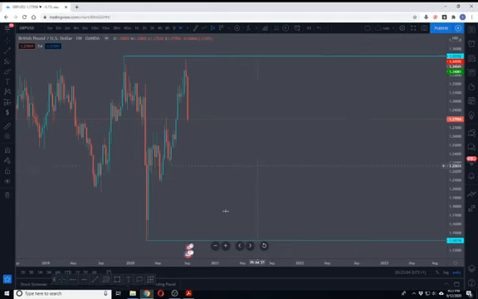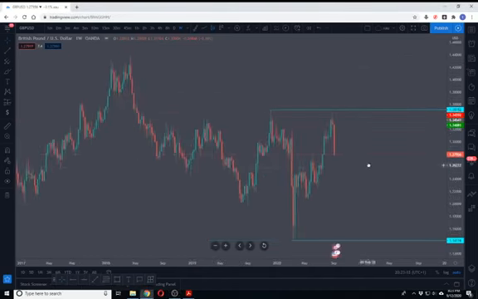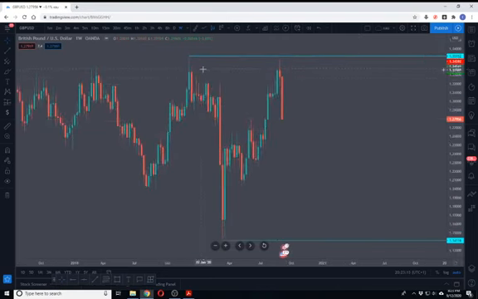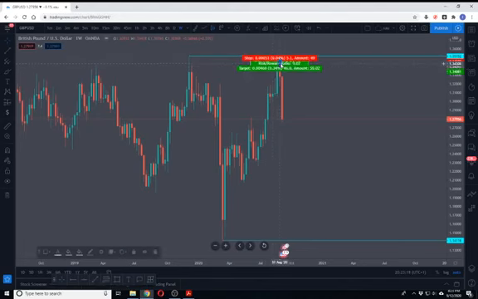Welcome to the Follow the Money strategy. We'll be going over the first aspect of this strategy, which is market structure, and I'll be explaining how market structure works and what you need to be looking out for.